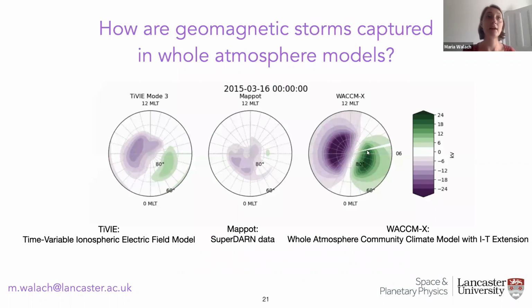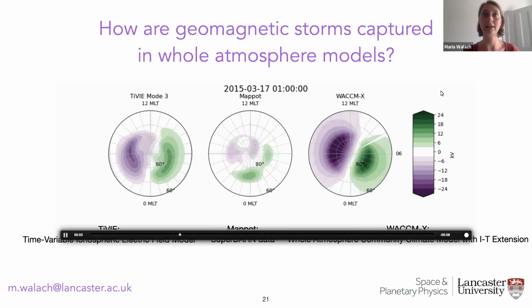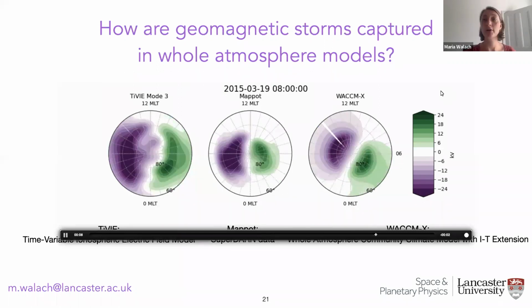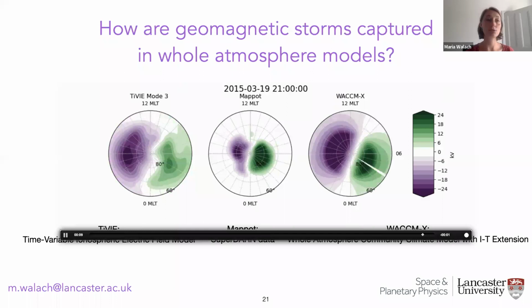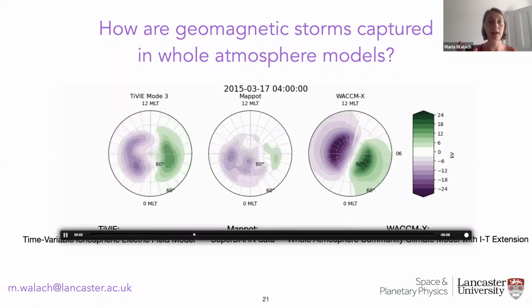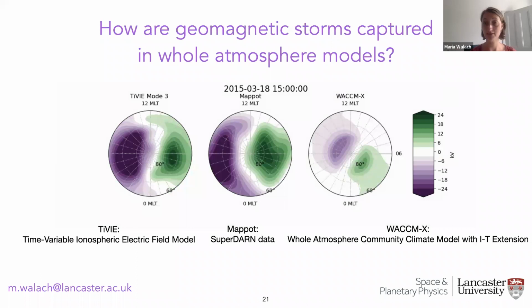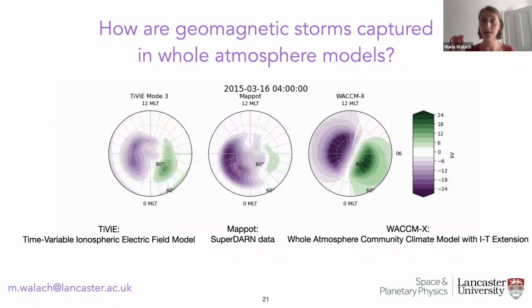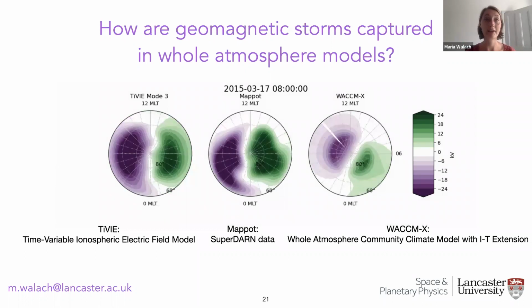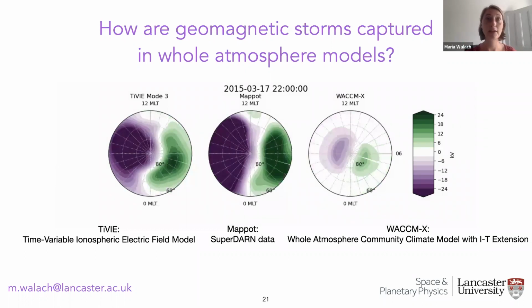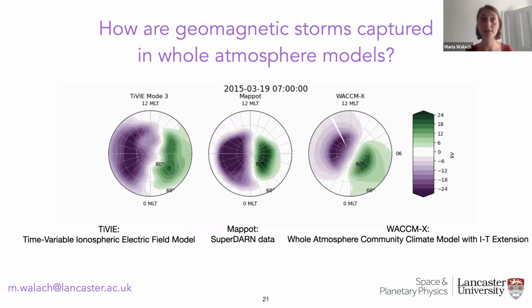You can see this should be an animation. I might have to click, one second. Okay. Here we have the time variable ionospheric electric field model, the model that I wrote using SuperDARN data. So this is only capturing the dynamics using the SYM-H index. So this is parameterizing essentially the ionospheric electric field using SYM-H. And it's taking into account the initial, main and recovery phase of the storm.